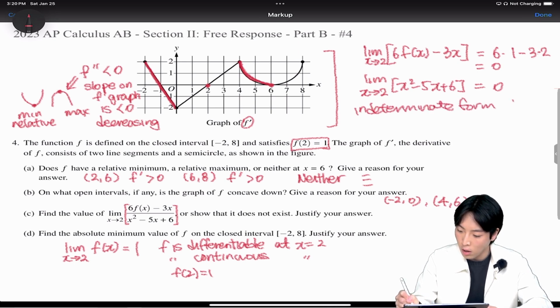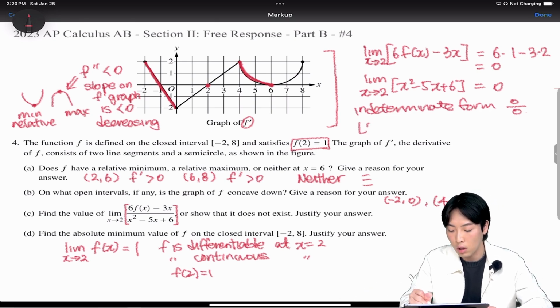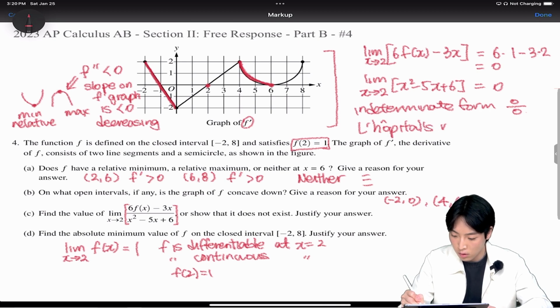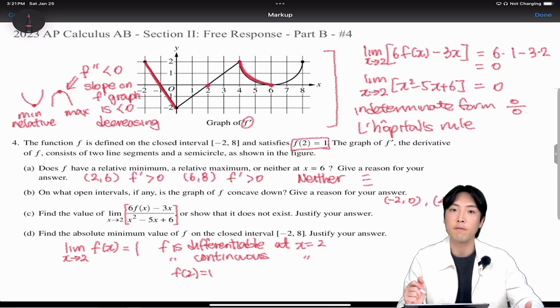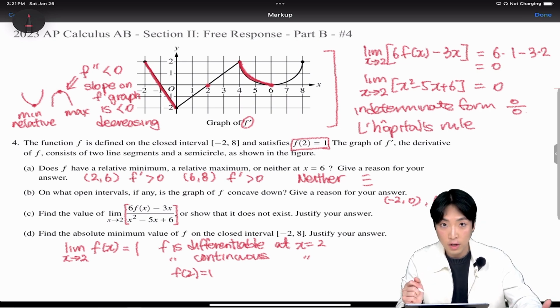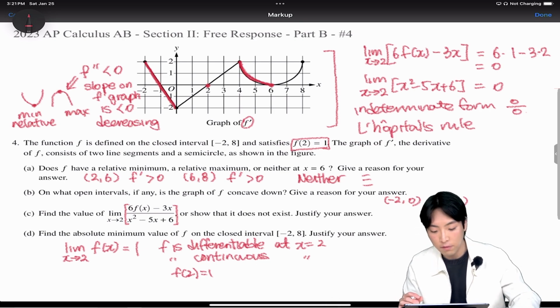Indeterminate form of 0 over 0. And in this case, what do we use? We use our L'Hopital's rule, which states that the limit of such indeterminate form can be found by finding the derivative of both numerator and denominator and finding the limit of that.